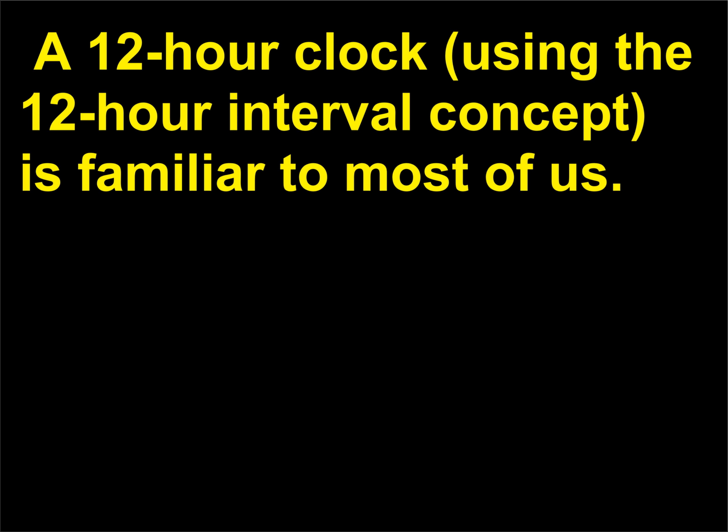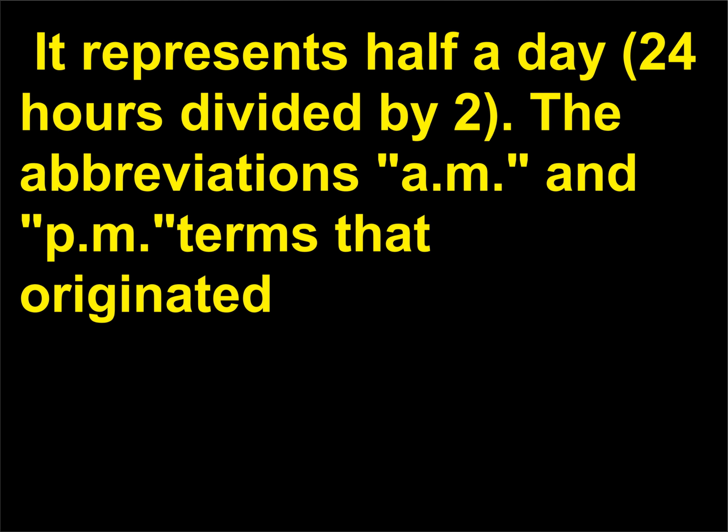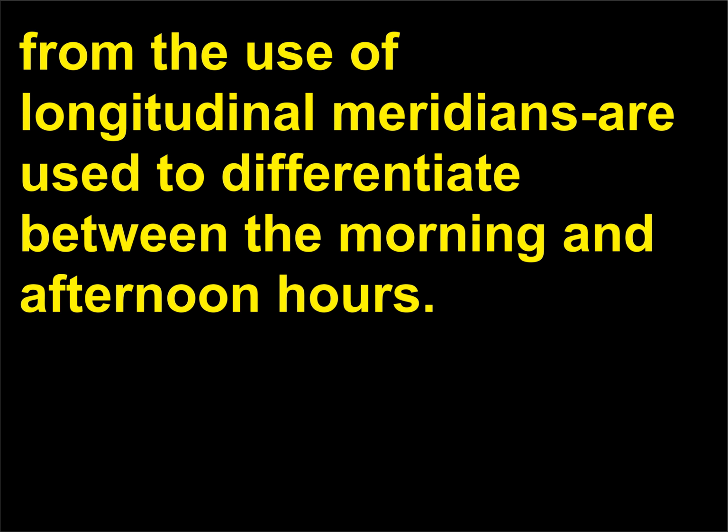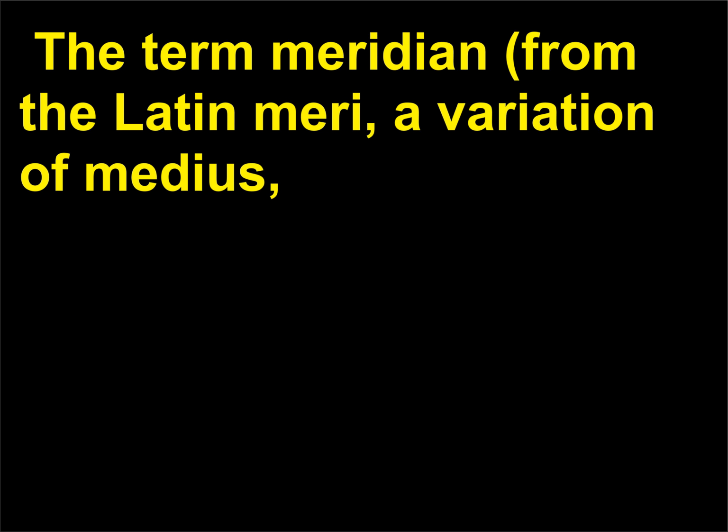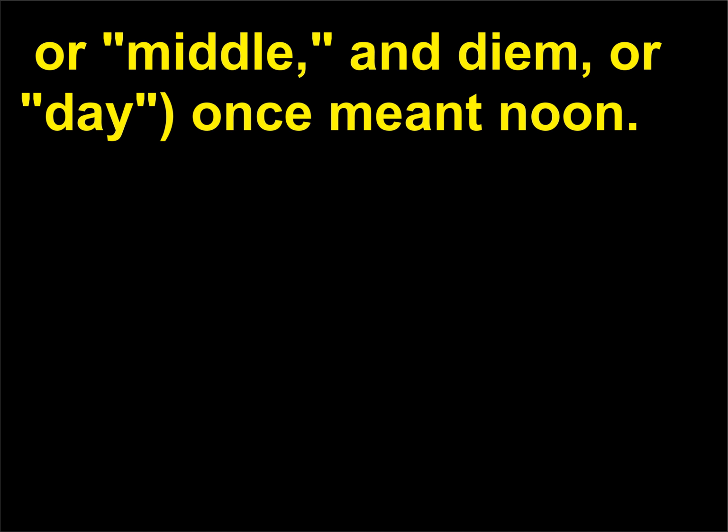A 12-hour clock, using the 12-hour interval concept, is familiar to most of us. It represents half a day, 24 hours divided by 2. The abbreviations AM and PM, terms that originated from the use of longitudinal meridians, are used to differentiate between the morning and afternoon hours. The term meridian, from the Latin meri, a variation of medius, or middle, and diem, or day, once meant noon.